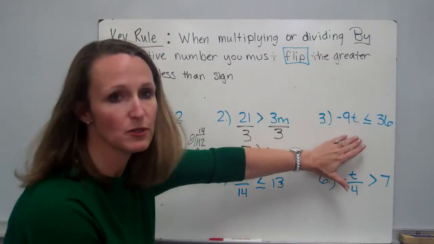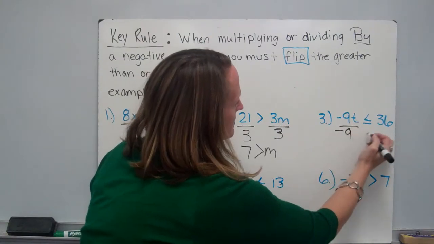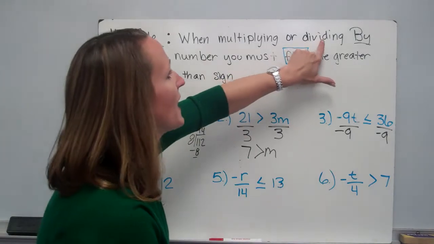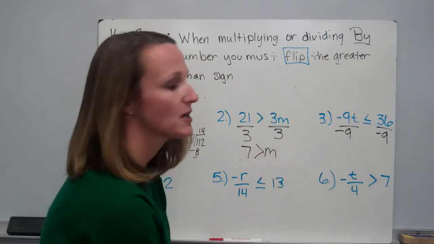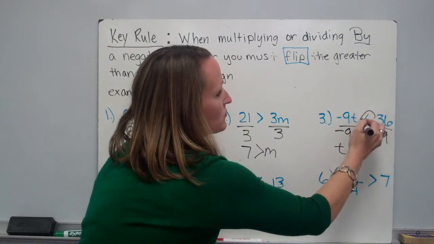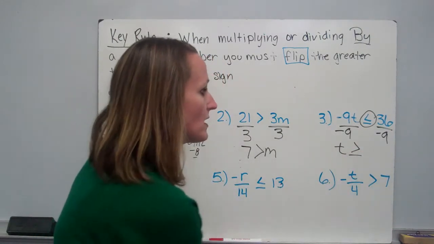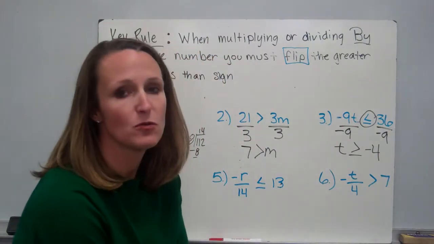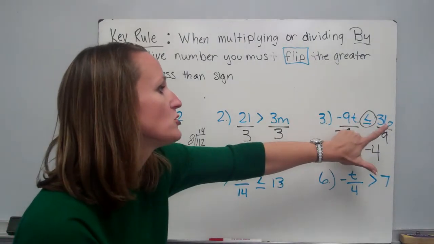Okay, then we get to number 3. This time I am dividing by a negative 9. Okay, what does our rule say? If you're dividing by a negative number, you have to flip your sign. So my answer is going to become t, I'm going to flip this over, is greater than negative 4. If you multiply or divide by a negative number, you have to flip this.